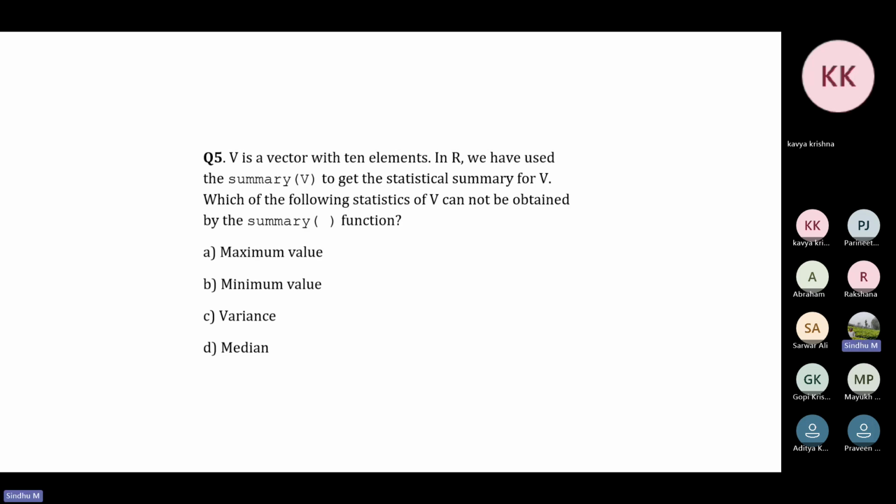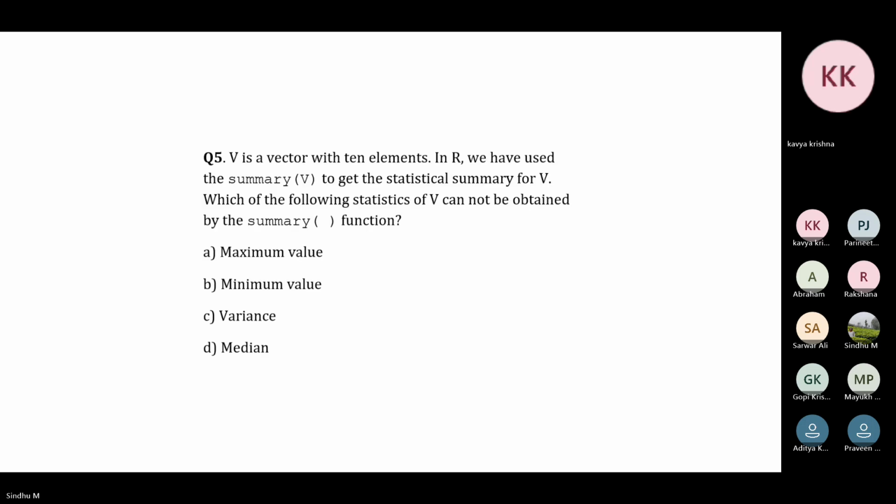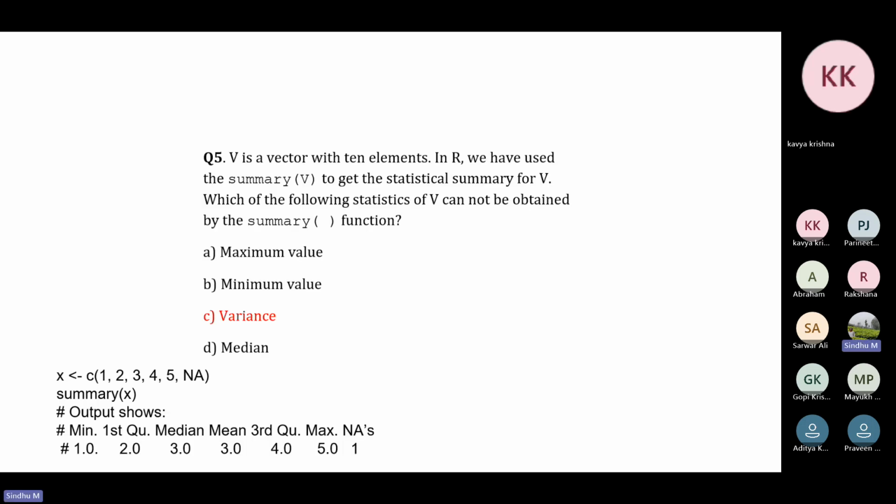Yes, the correct answer is option C. Here it is based on the summary function. If you use the summary function, it will give values such as the minimum, maximum, and number of NAs. It will also give the median, but it will not show the variance.